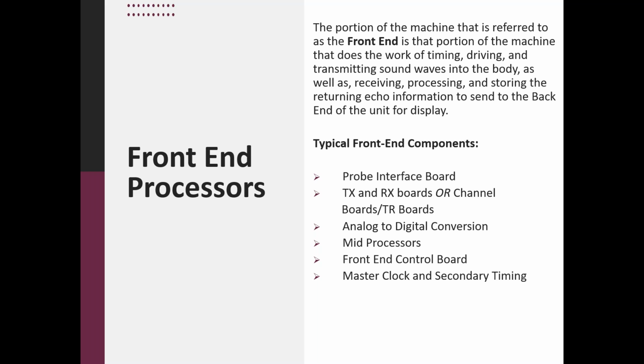There's always some kind of analog to digital conversion because the echoes that are returned back to the system are analog echoes and have to be converted for display. There's always some kind of mid-processor or mid-processor board that strips off I and Q signal and does other things for different imaging, different parts of the image before it's sent to the back end for display.